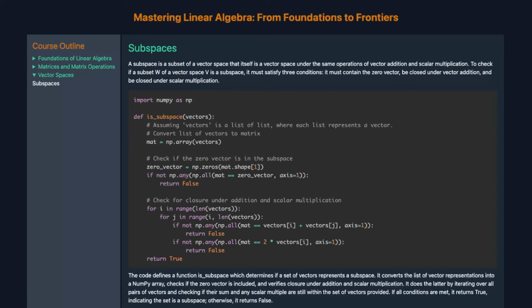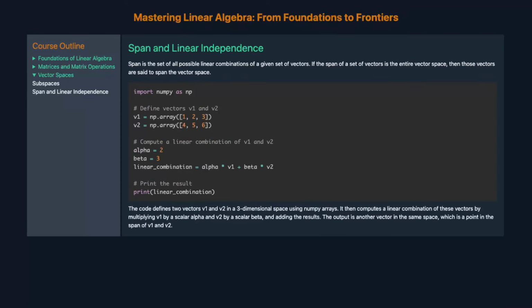The code defines a function isSubspace, which determines if a set of vectors represents a subspace. It converts the list of vector representations into a NumPy array, checks if the 0 vector is included, and verifies closure under addition and scalar multiplication. It does the latter by iterating over all pairs of vectors and checking if their sum and any scalar multiple are still within the set of vectors provided. If all conditions are met, it returns true, indicating the set is a subspace. Otherwise, it returns false.